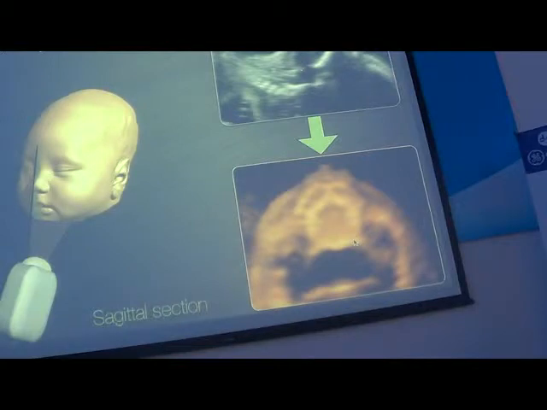But you will use this method only when you suspect something, because you will lose sometimes 10 or 15 minutes to obtain the baby in a correct position. So it's not a screening method.